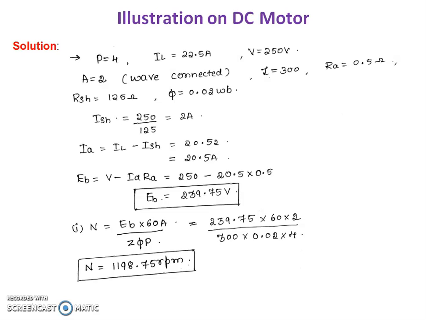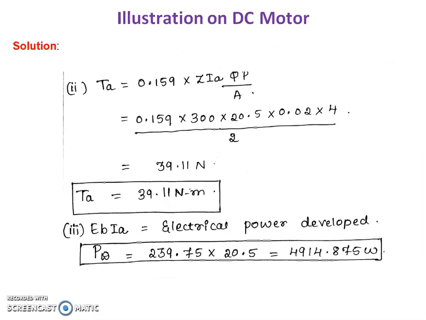From the expression for the back EMF we can find the speed N equal to EB into 60 A by Z phi P, it will be around 1198.75 RPM. Next we find the torque TA equal to 0.159 phi Z IA P by A, 0.159 into 300 into 20.5 into 0.02 into 4 by 2, it will give you 39.11 Newton meter.